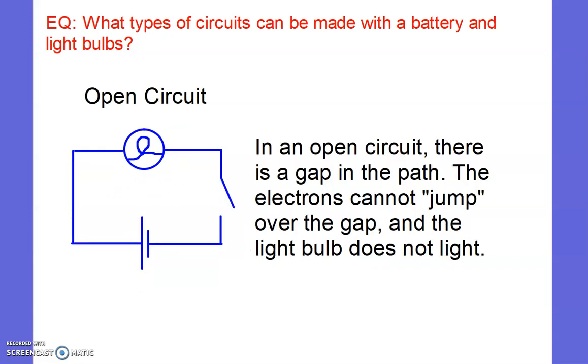However, if we have a gap in the circuit, then we consider it to be an open circuit. Now, in this situation, the electrons cannot make the jump here. This is representing a switch. The electrons cannot make the jump, and therefore both sides don't touch the battery. Although the left side touches the positive terminal, the right side does not touch the negative, and therefore it does not light up.